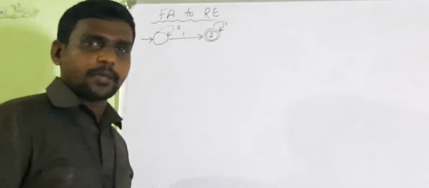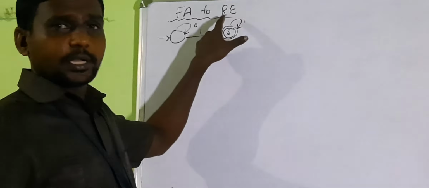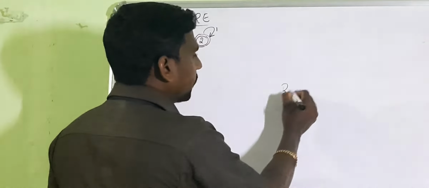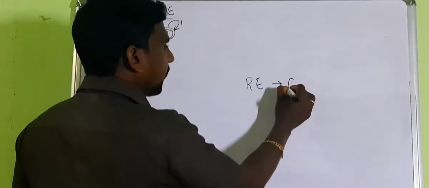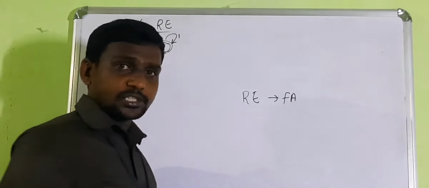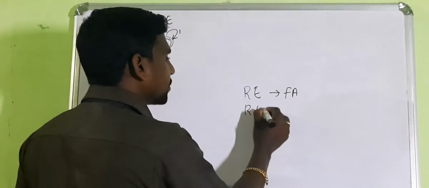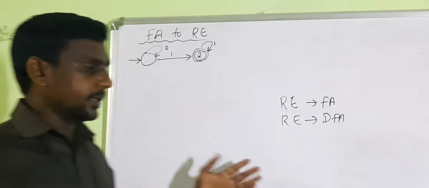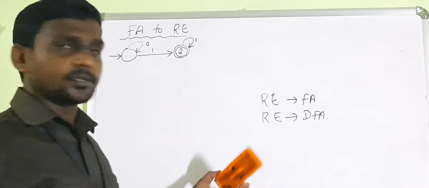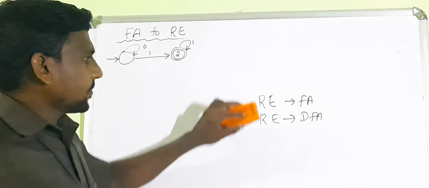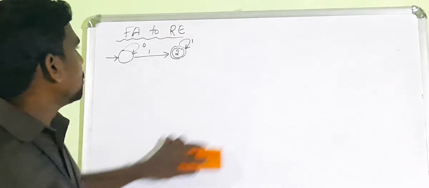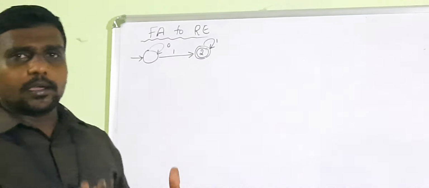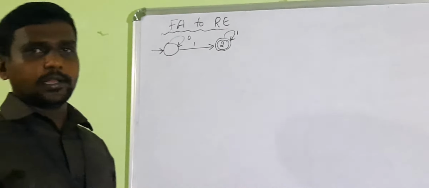So in this video class, I am going to teach you about finite automata to regular expression. In the last video class, I taught you how to convert from regular expression to finite automata using the Thompson construction method, and regular expression to DFA. Those two methods I already taught you in the last few video classes. So in this class, I am going to teach you the reverse: how to convert the finite automata to regular expression.